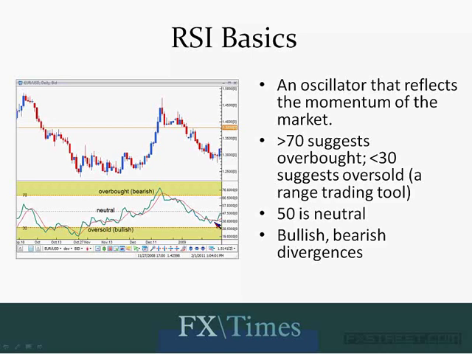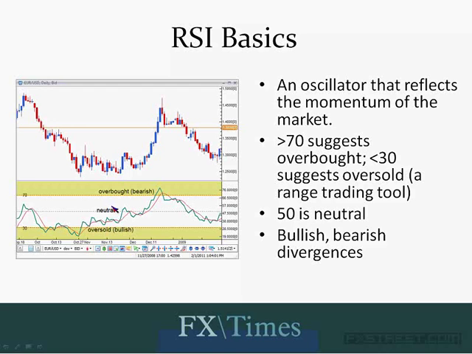And the basic interpretation that we learn when we first learn the RSI is your oversold and overbought levels. When you're over 70, you're overbought, and you're taught that the RSI is showing a bearish signal when the market comes back down. When the RSI is below 30, there's a bullish signal when the market starts to rally from these lows. That's the basic interpretation. Also, you have your neutral at 50.